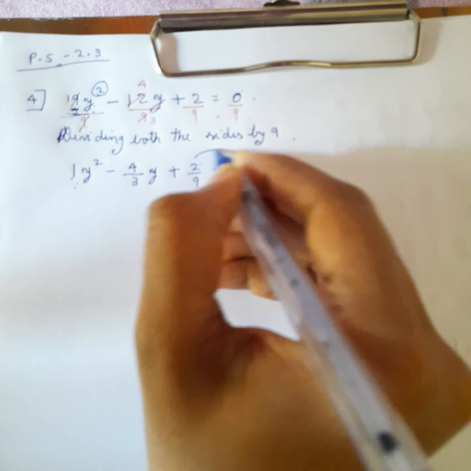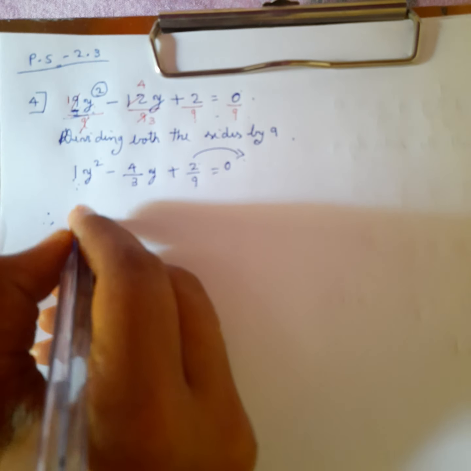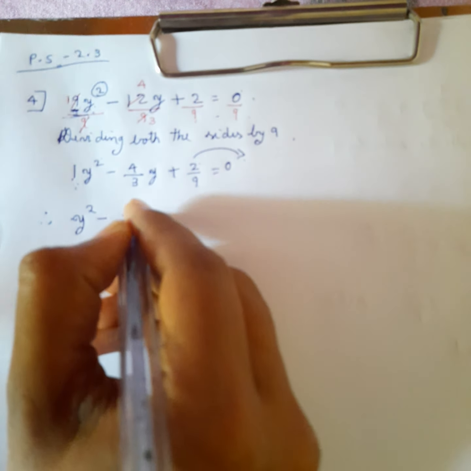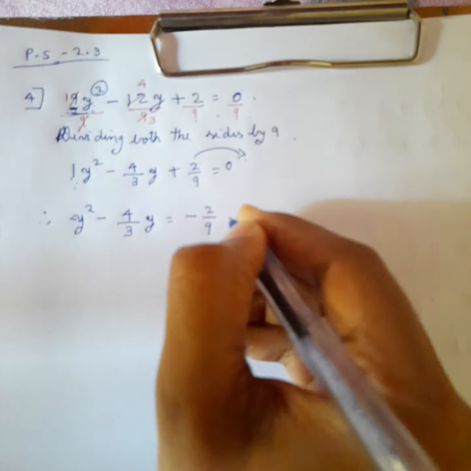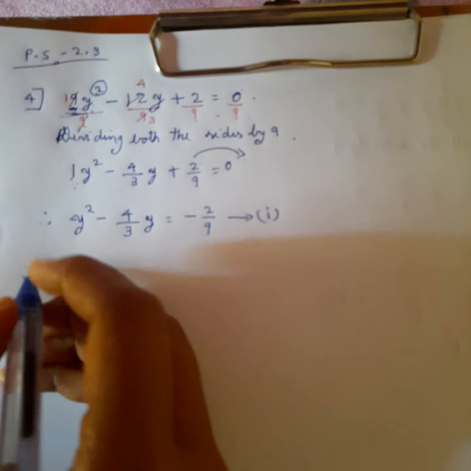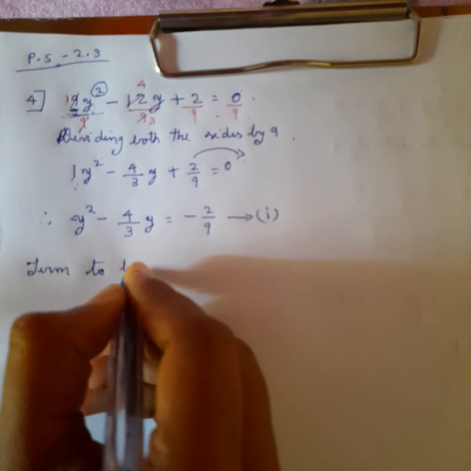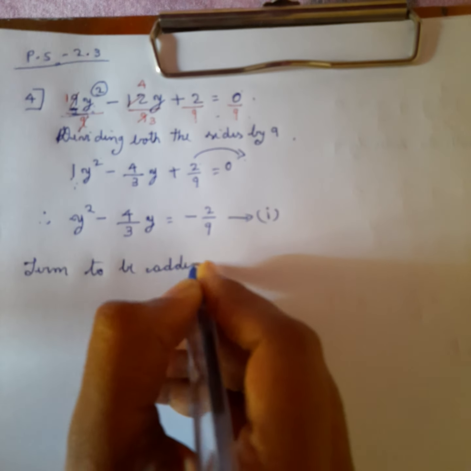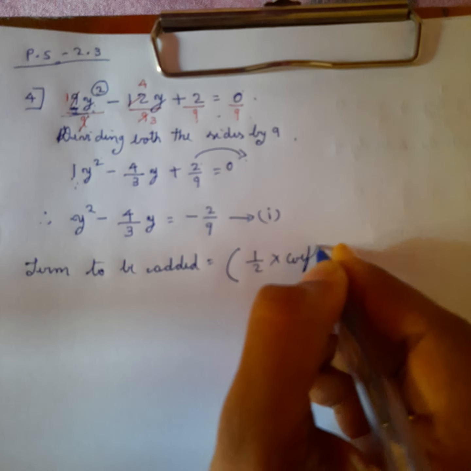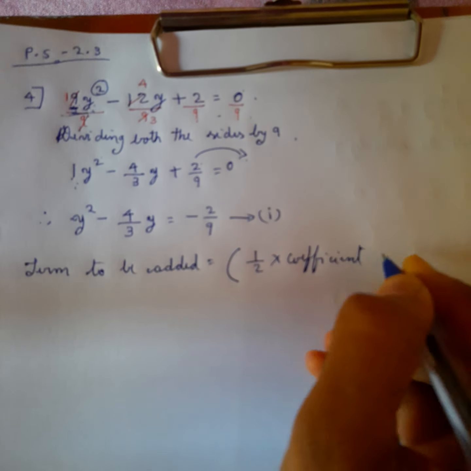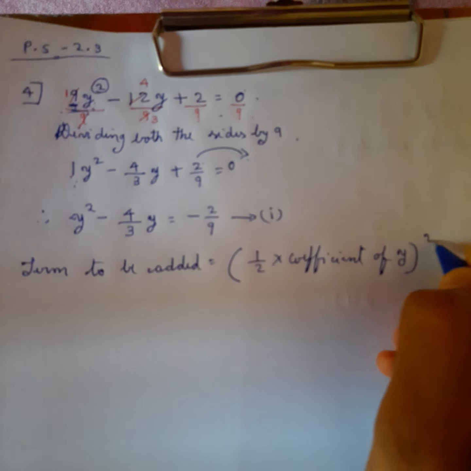So positive 2 by 9 goes to the other side, the constant we keep on the right side. So what happens here? Therefore y square minus 4 by 3y is equal to negative 2 by 9. Consider this as equation 1. Now the term to be added is equal to half into the coefficient of y, where the variable is y.